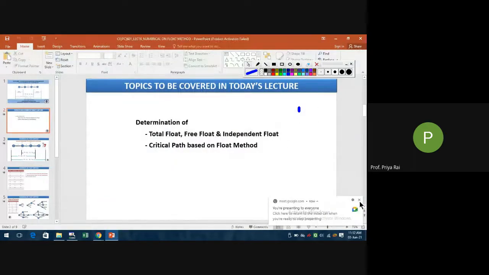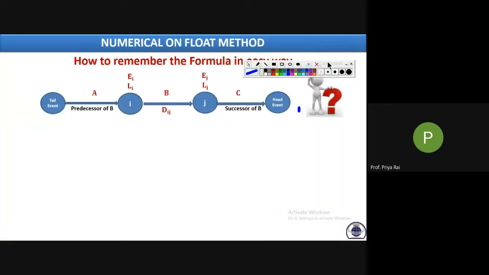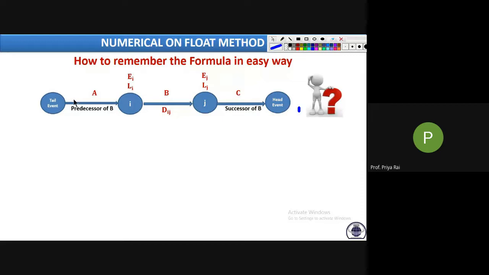Okay, now we will be doing numericals. If you can't remember the formula, this is the easiest way you can derive it. Just draw this network diagram. On the ith event it will be EI, LI, and on the jth event it will be EJ, LJ. The activity starts from the I event and ends at j, this is the target activity. So draw the lines.